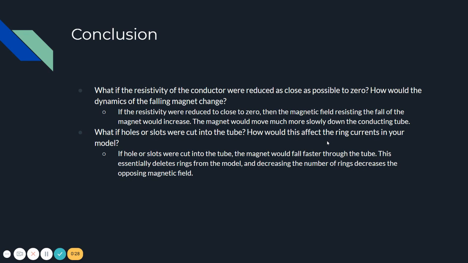All right, in conclusion, if the resistivity were reduced close to 0, the magnetic field resisting the fall of the magnet would increase. The magnet would move much more slowly down the conducting tube. If whole slots were cut into the tube, the magnet would fall faster through the tube. This essentially deletes the rings from the model, and decreasing the number of rings decreases the opposing magnetic field and force.